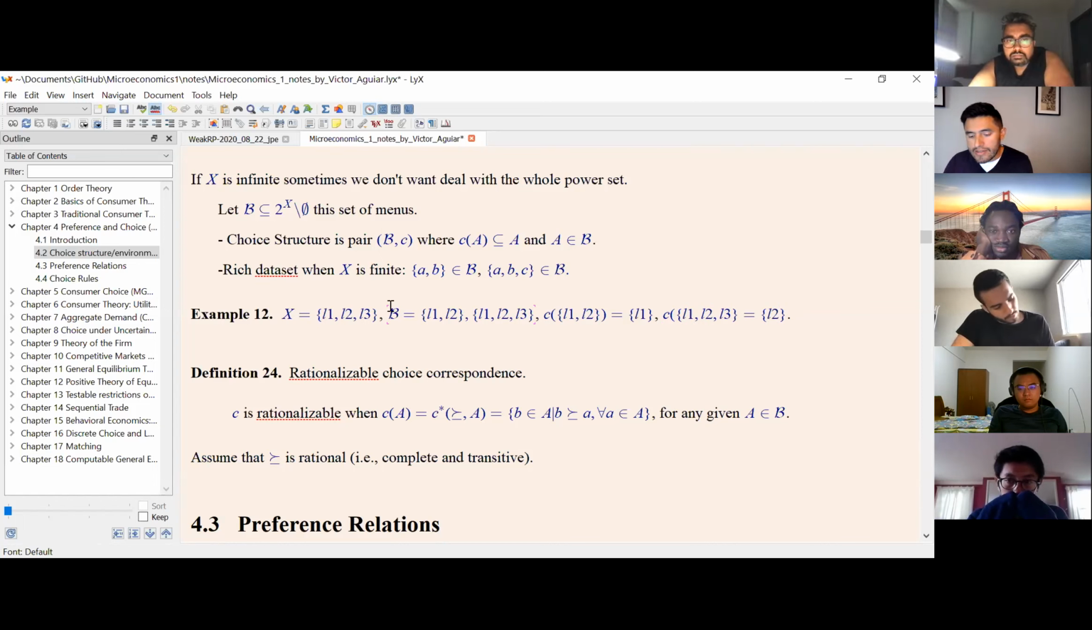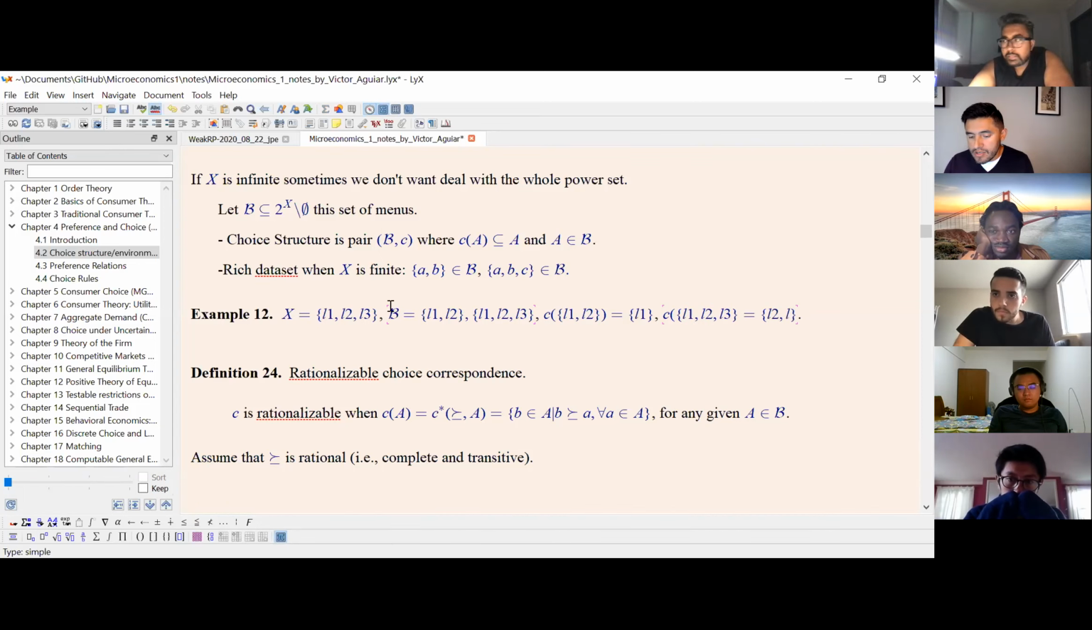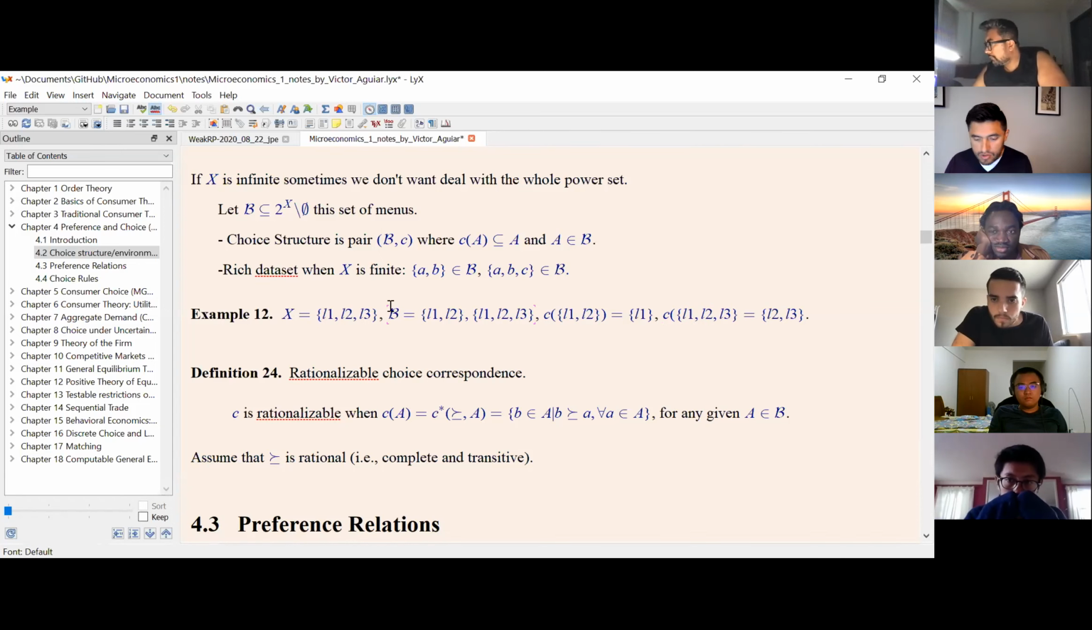Now, of course, let's say that I have a choice correspondence, just to make it more complicated. So this will be a choice correspondence, with L2, L3 in the second instance. I don't have to have the whole power set. I can have only a subset of the menus, and then I have to have the descriptions of what people are choosing out of it.